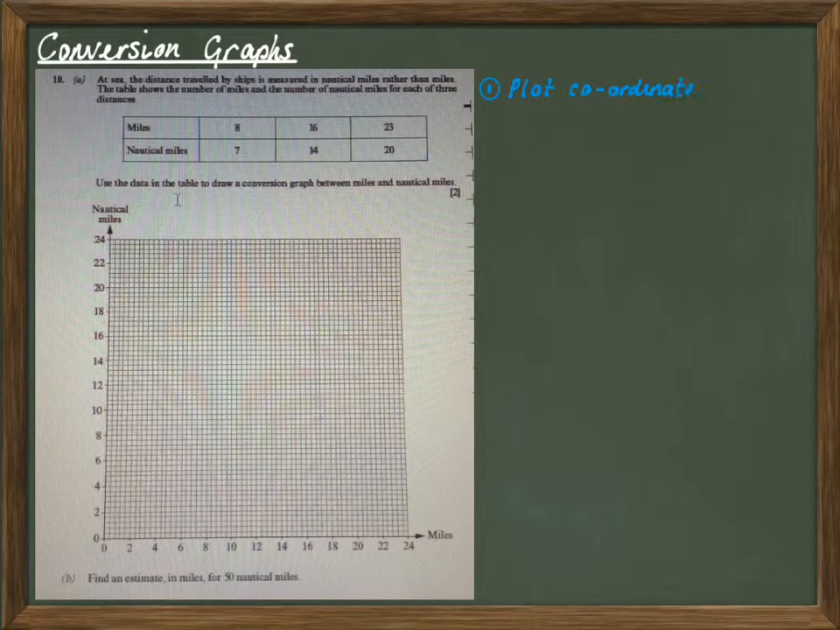So if we have a look, step one, plot coordinates. All you're going to do is go onto your graph and plot each of them coordinates. So you're going to have 3 coordinates hopefully by the time you finish. Now you need to be careful of how you plot them.